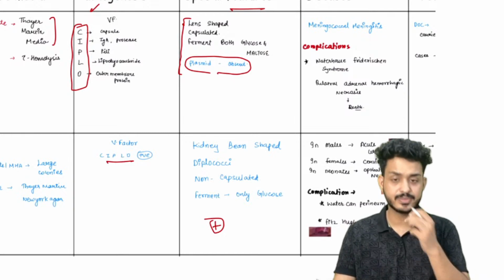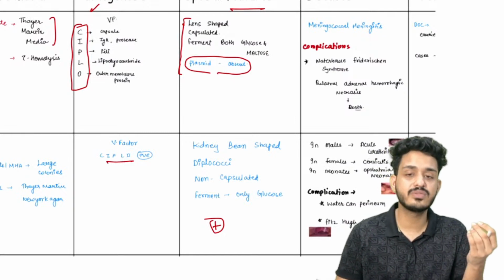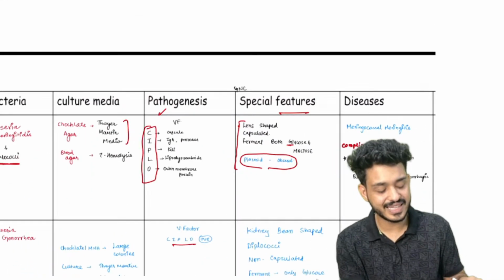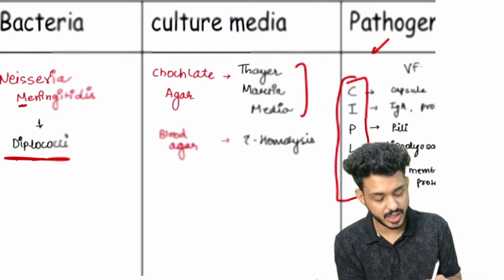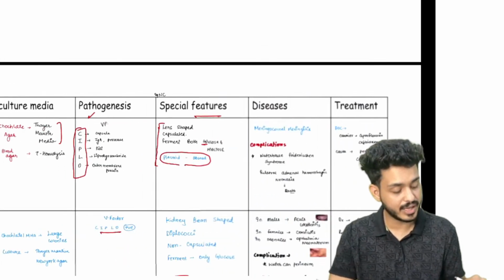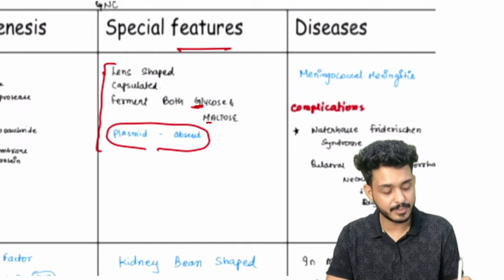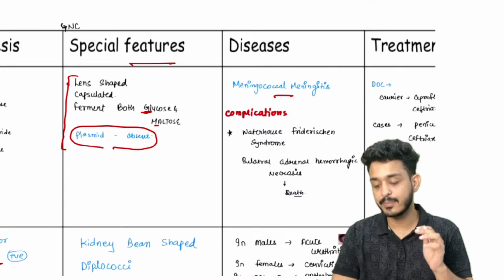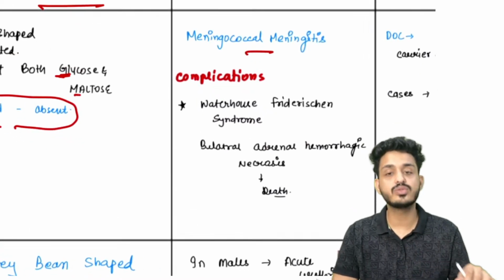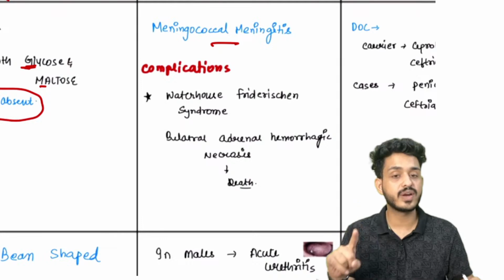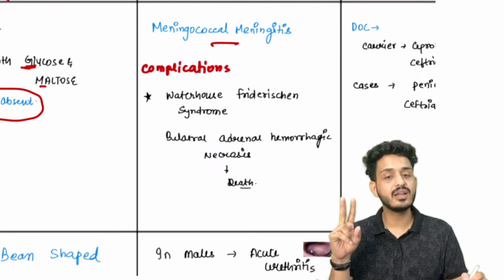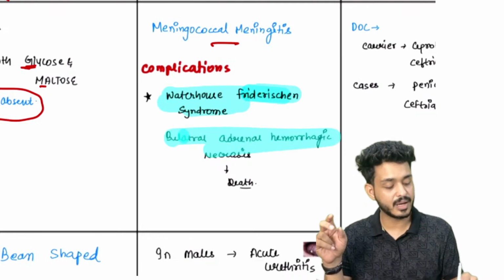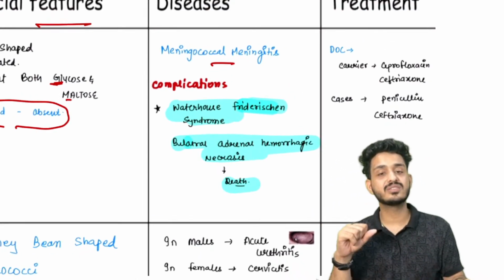What is plasmid? Plasmid is basically an extrachromosomal piece of DNA. Okay, meningococci: just remember that in the name itself it has M and G, so it will be fermenting glucose and maltose. It will cause meningococcal meningitis. The important things you need to remember are these two complications: Waterhouse-Friderichsen syndrome, and bilateral adrenal hemorrhagic necrosis. These are the two important things to remember about this bacteria.